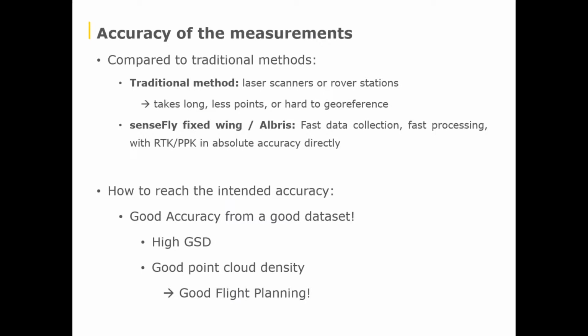Now, how to flight plan or how to make sure that you actually get the accuracy of measurement that you're looking for. A good measurement is based on a good data set. In this case, we're looking for a high GSD, so lower numbers of resolution. With the SODA camera, for example, that would be 2.5 centimeter per pixel. And we need a good point cloud density, so good overlap, enough images for sure. It means we have to plan our flight well.